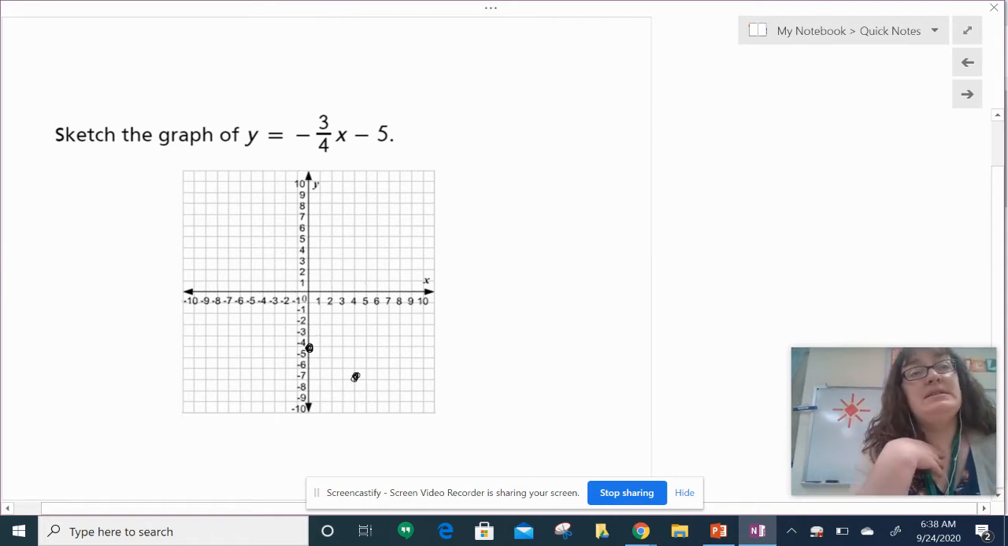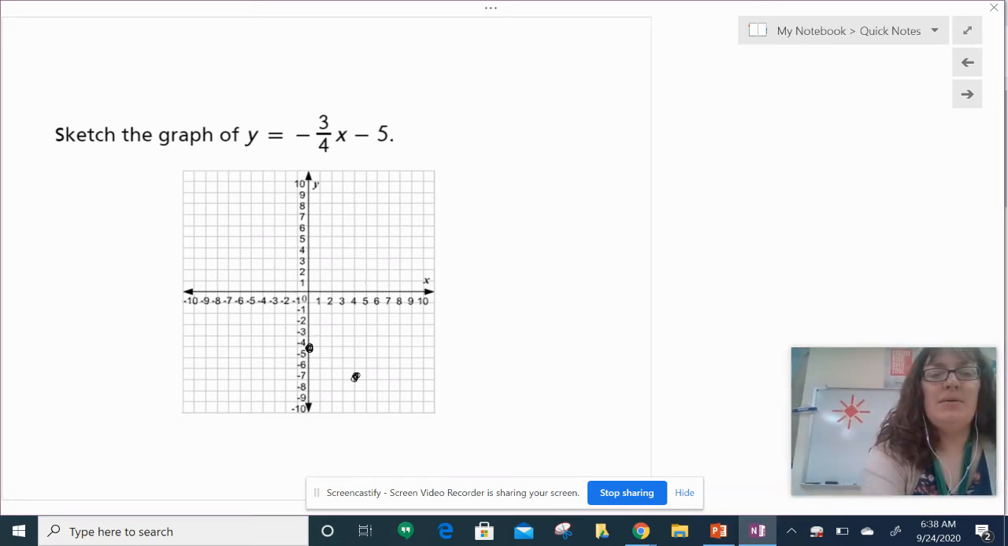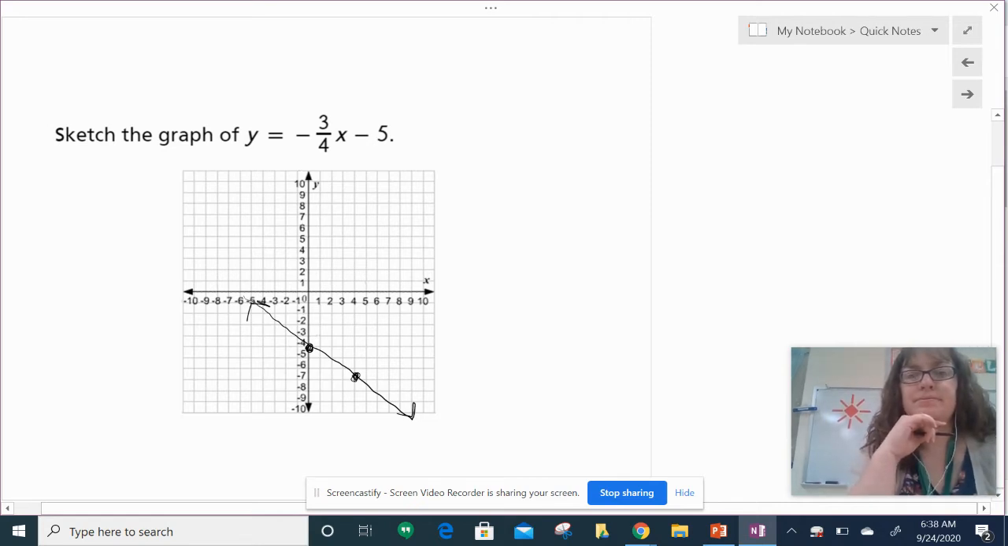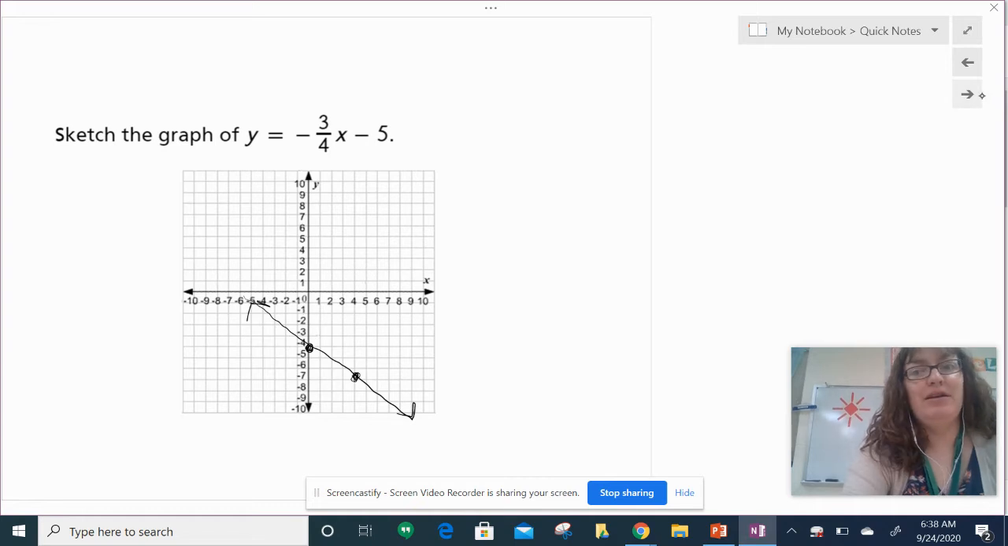Most of the time when I see a negative, I choose to go down. And when I see a positive, I choose to go up. And I always go to the right. But again, if I wasn't sure about it, or if I was out of space, I could always go up 3 and to the left 4. And then draw my line there. I hope that is a good reminder for you, that you've seen that before and feel comfortable with that.